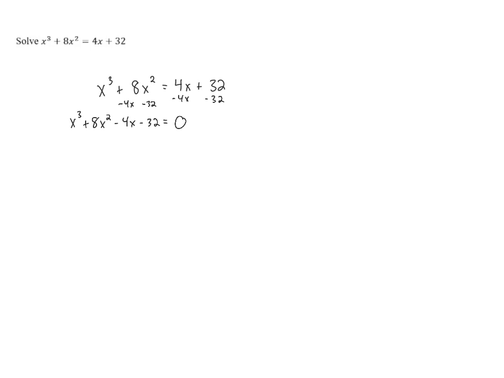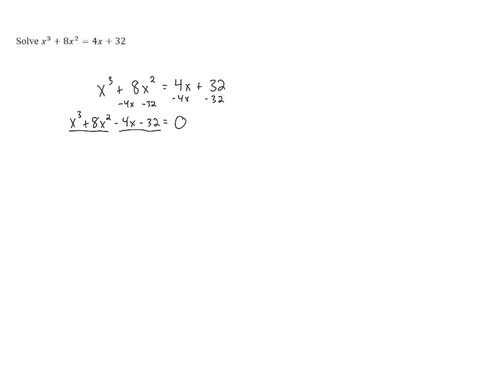And now that we've got all of the terms on the left-hand side and the right-hand side is just 0, we can factor the polynomial on the left. And this one's going to be factored by grouping. So I'm going to group the first two terms and then the last two terms.